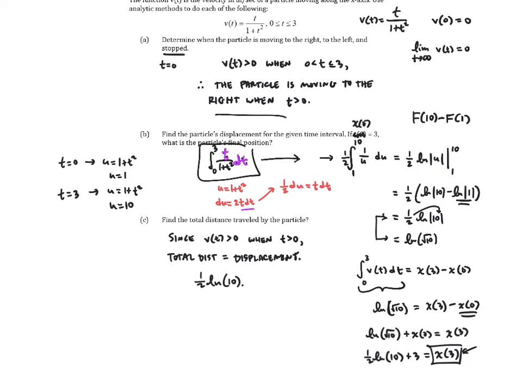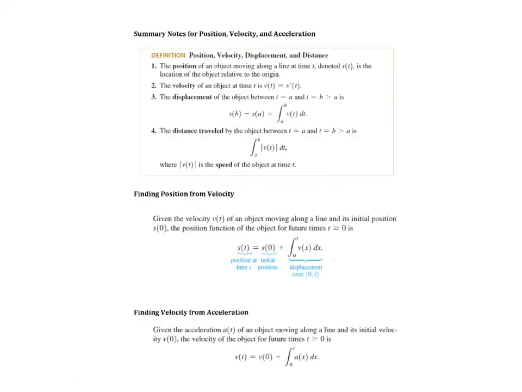Okay, let's move on and look at a few properties here. So here we've got some summary notes for position, velocity, acceleration. I would definitely look through these and read through them carefully. I'm just going to highlight a couple of things, and nothing new to you, but just recall that the position of an object moving along a line at time t is denoted as s of t or x of t. And that's the location of the object relative to the origin. So it's the number of units from the origin.